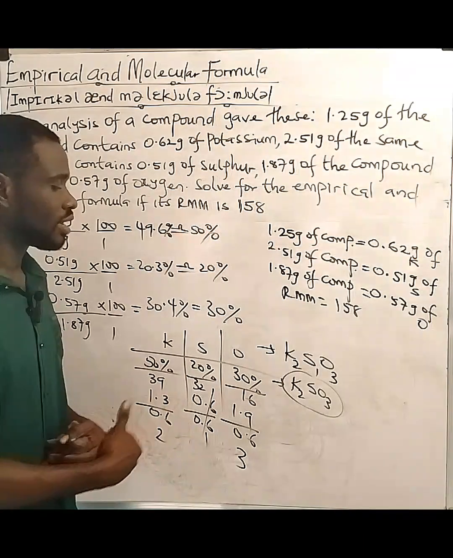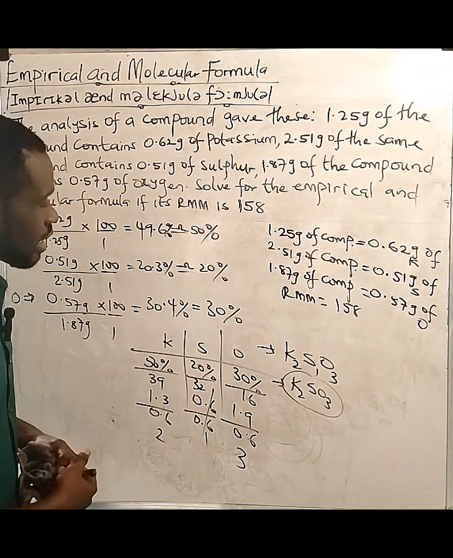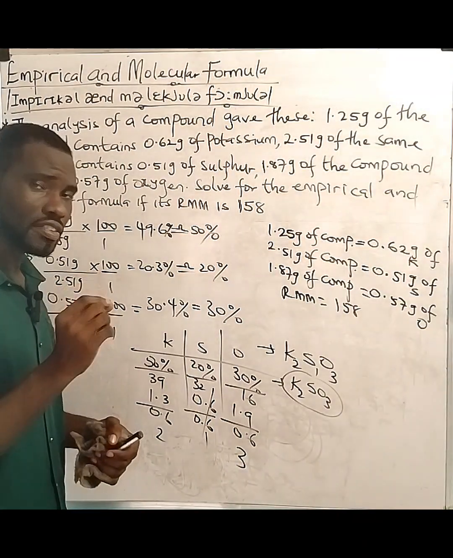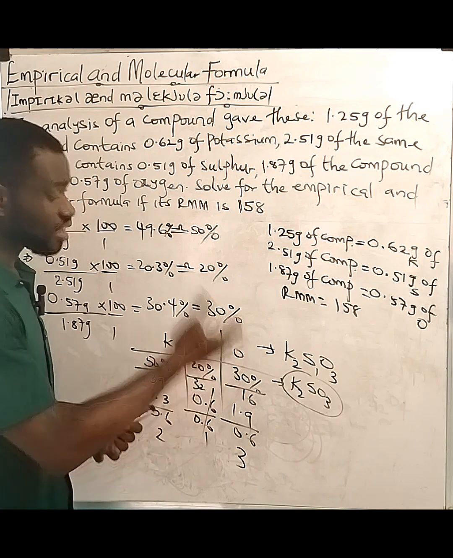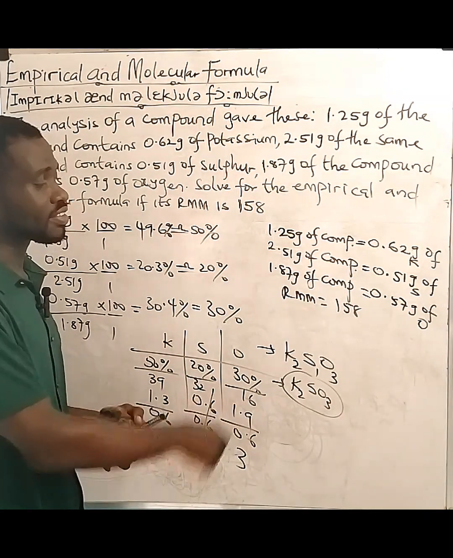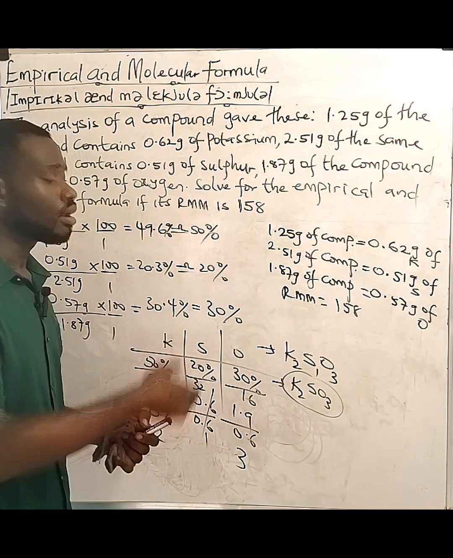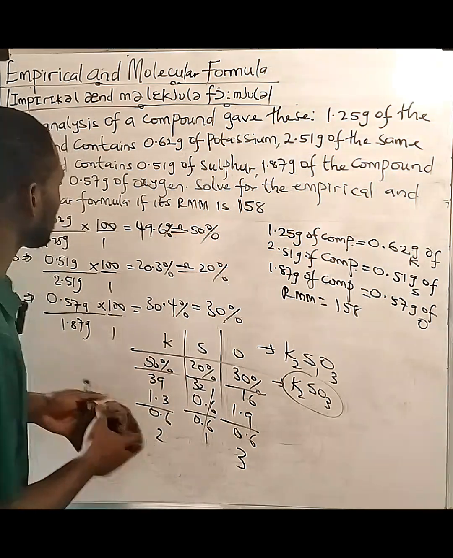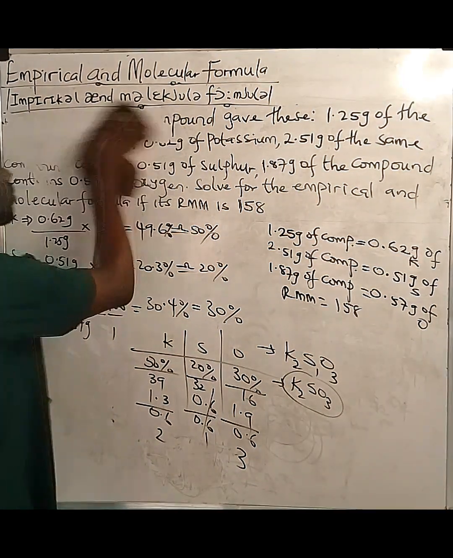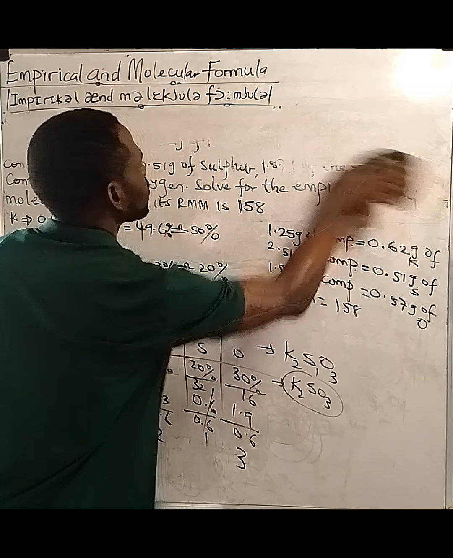So how do we get our molecular formula? Now we're going to get our molecular formula by using an imaginary number of atoms to multiply this. When we use our imaginary number of atoms to multiply this, we're going to get the relative molecular mass for our molecular formula. Let's do that right away.